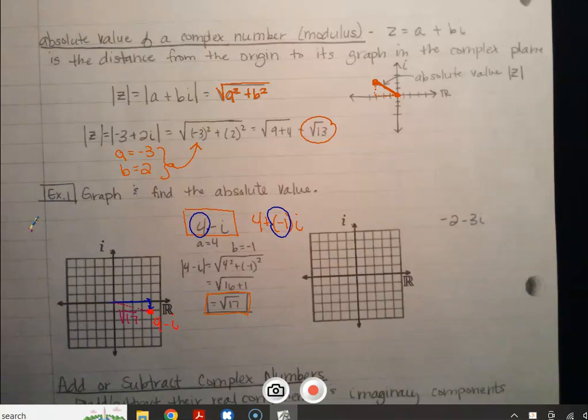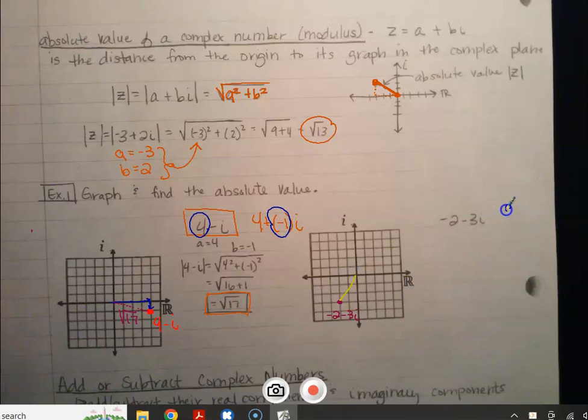Let's look at the next one together and graph it. We're going to go negative 2 and then negative 3. So this is negative 2 minus 3i. To find my absolute value, remember I'm looking for the distance from my point to my origin. That's my absolute value. So let's solve it.